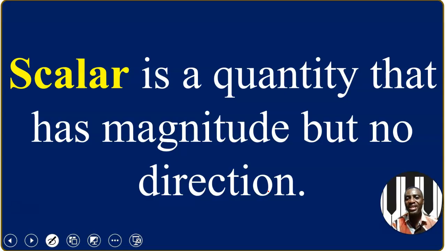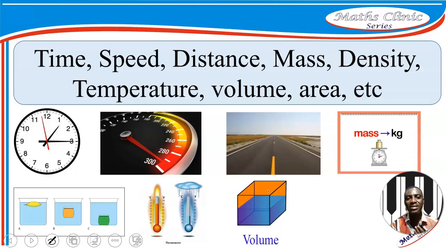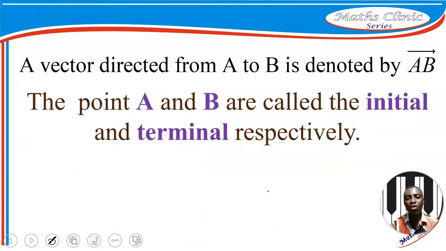When we pick any physical phenomenon like temperature, we can measure the temperature of your body, the temperature of your room, the temperature of the water. There's no direction to where the temperature is going, and so we say it's a scalar quantity. So we can think of mass, speed, distance, time, density, temperature, volume, area, and so on and so forth. All these are also considered as scalar quantity. But we are concentrating more on vector, and this time we are looking at vector with distance or magnitude and direction. So more or less we are talking about displacement.